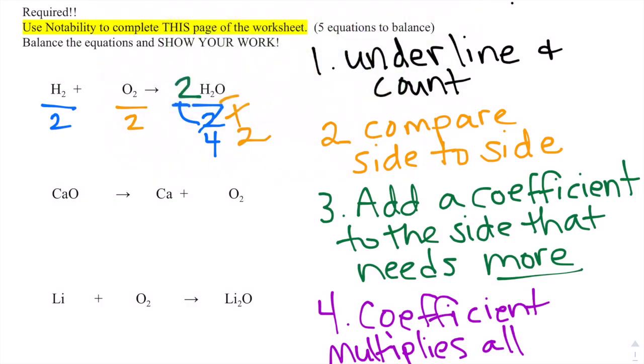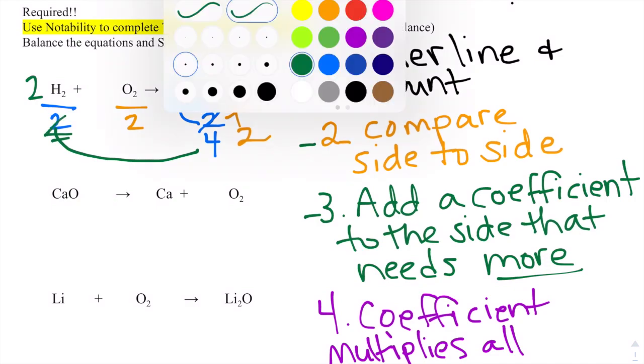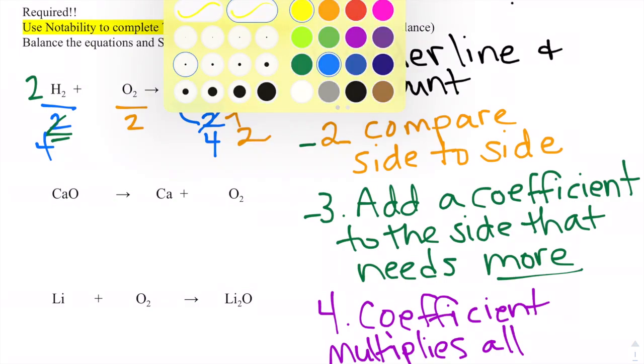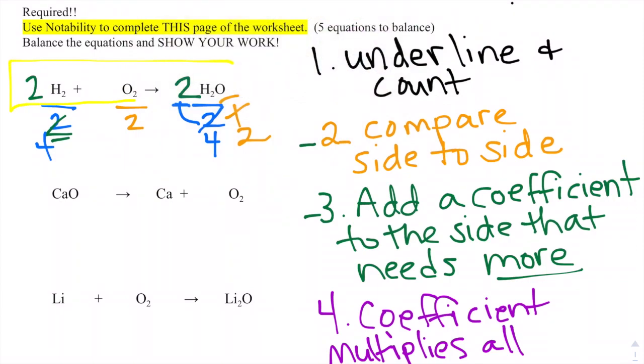So sometimes you have to go back, compare side to side again, and then add a coefficient to the side that needs more. So if I look back now, I see the H's on the left and the H's on the right are not equal. The side that needs more now is the left side. So I put a big 2 in front because 2 times 2 is 4. So my coefficient needs to multiply it to make the number that I need to balance. So now it's balanced. Everything below the line there is just showing my work. What I really want to see when I balance an equation is the correct coefficients in the correct places.